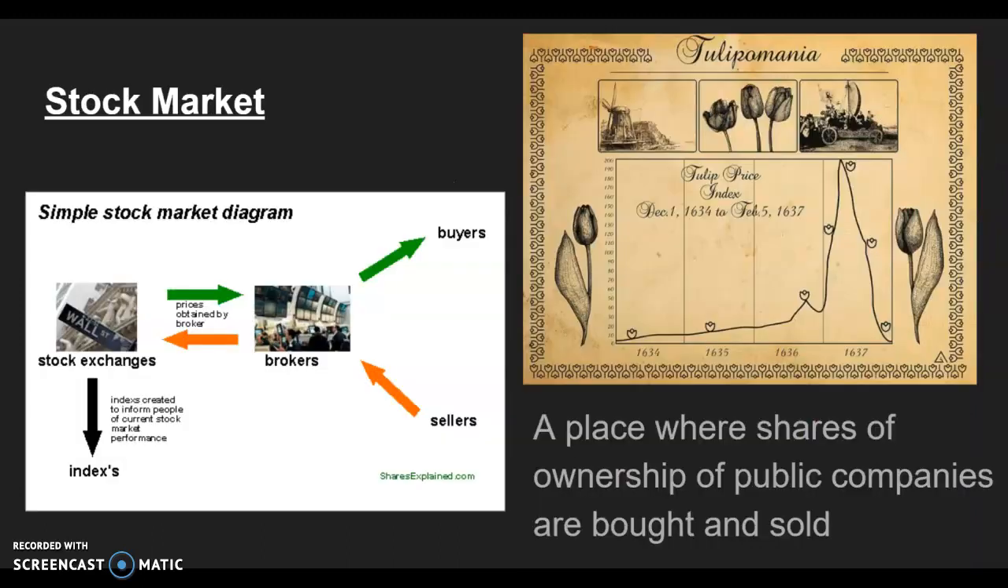Okay, next up is a stock market. This is a place where shares of ownership of public companies are bought and sold. I think it's good to talk about that with credit as well. They're vastly different, but there are some similarities. Basically, the stock market is an invention of a capitalist system. I probably should have had capitalist in here, but I didn't want to include so many terms.